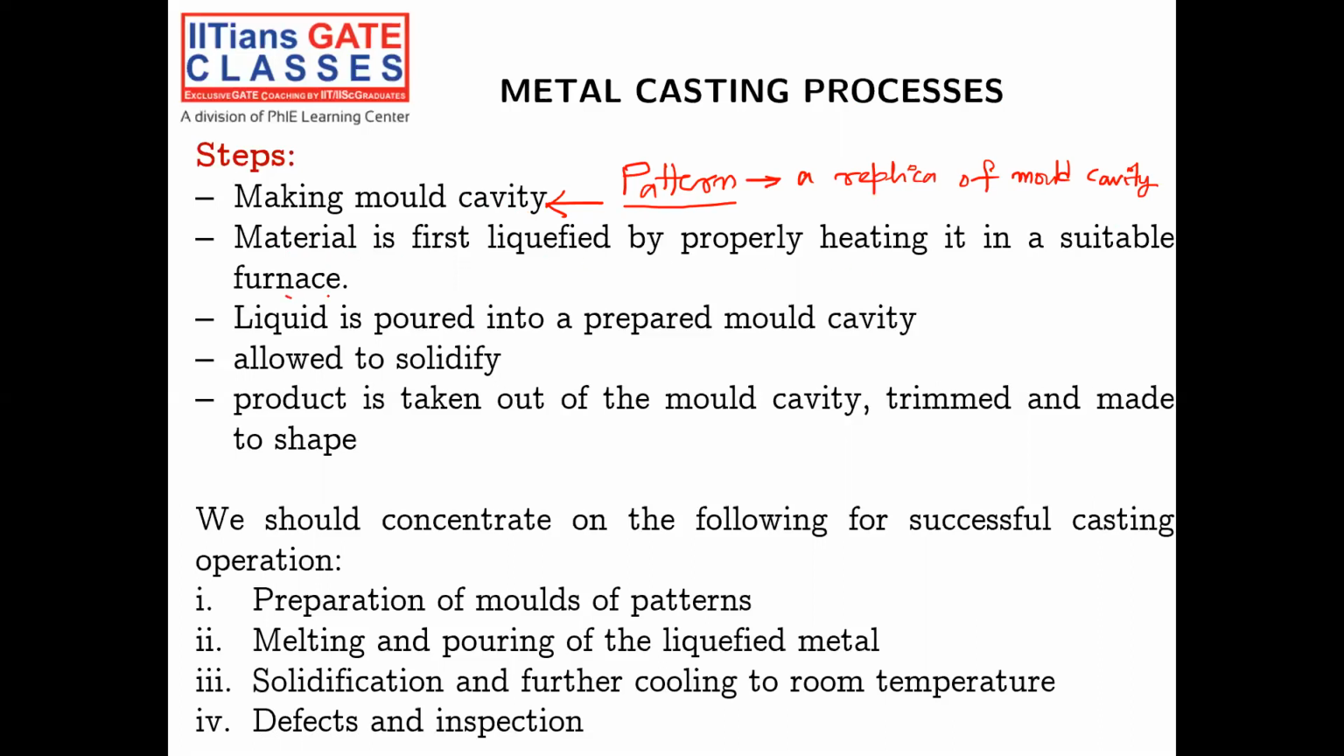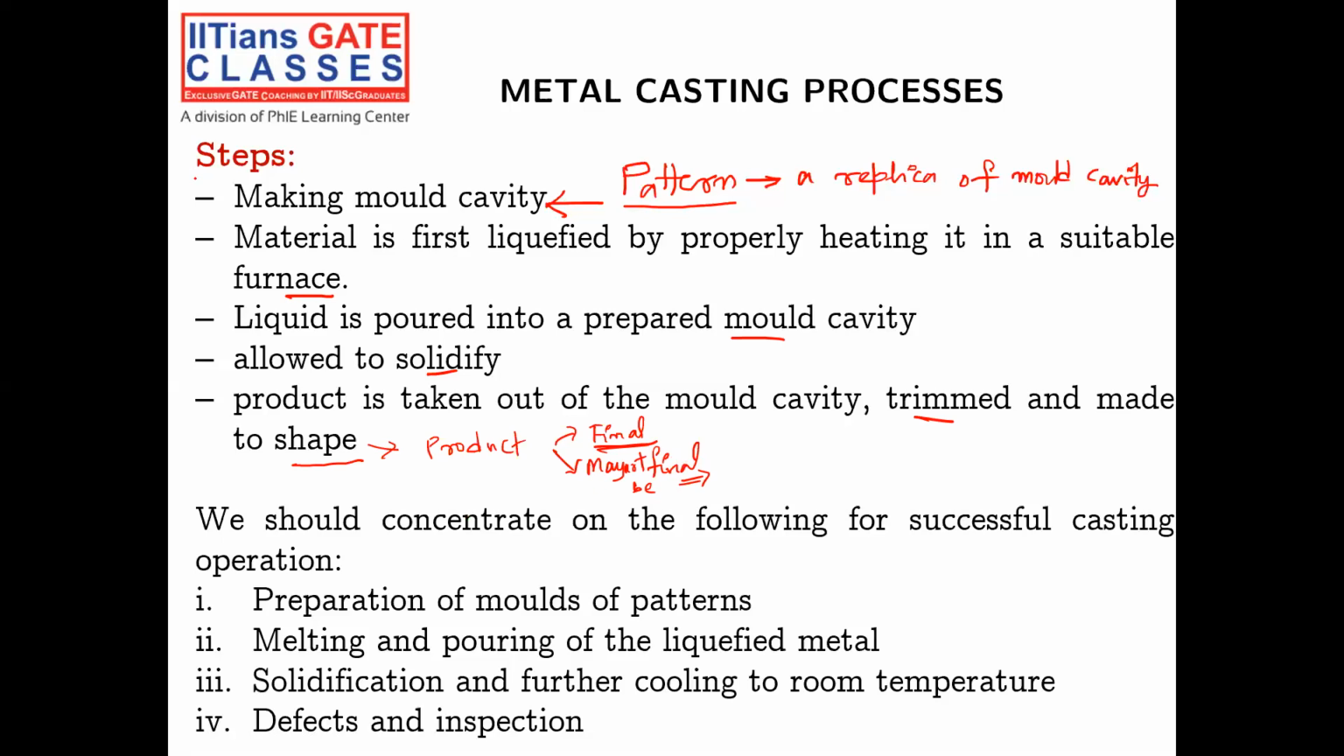Then you take a material that is suitable and you liquefy it by using some heating procedure in a furnace, and take that liquid material, you pour that into the mold cavity and then allow it to solidify, and then the product is taken out of the mold cavity and then trimmed because you have some extra portions, and then taken into a shape, and this is your product, which might be a final product or not, you don't know. Final means this can be directly used in your application. May not be final means you have to use some other manufacturing processes on that product to make it into a valued product.